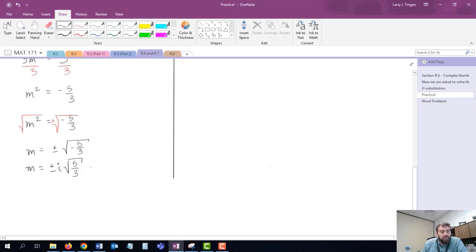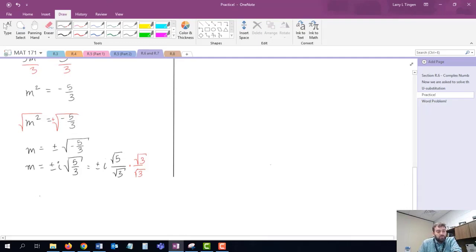Rationalizing the denominator for this problem just means I'm going to rewrite the square root of a fraction as a fraction of the square roots. Rationalizing the denominator means making it so the denominator does not have a radical in it. So I'm going to multiply top and bottom by the square root of 3. Square root of 3 times square root of 3 is 3.